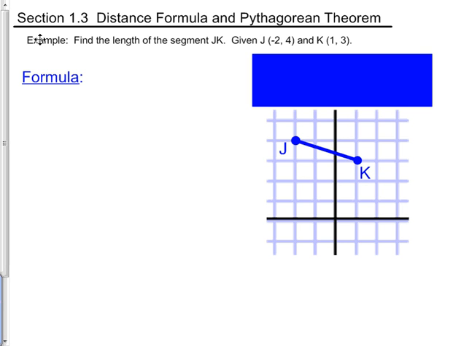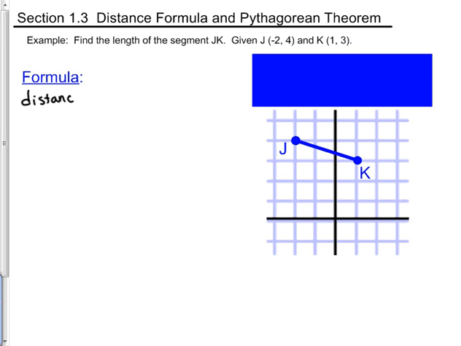Okay, today's video, section 1.3, is going to review the distance formula and the Pythagorean theorem. Our example: find the length of the segment JK, given the point J is (-2, 4) and K is (1, 3). I already took the time to place the points in a coordinate grid. We have our x-axis, we have our y-axis, and each point. JK is the segment. We would like to find the length of that segment.